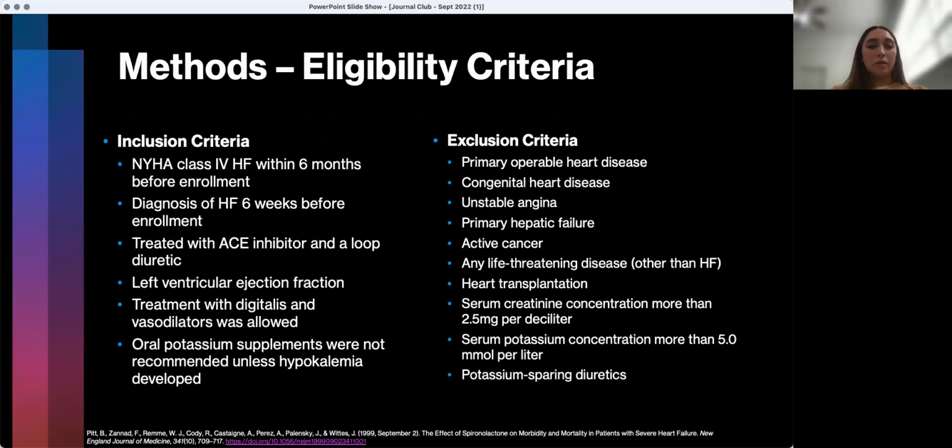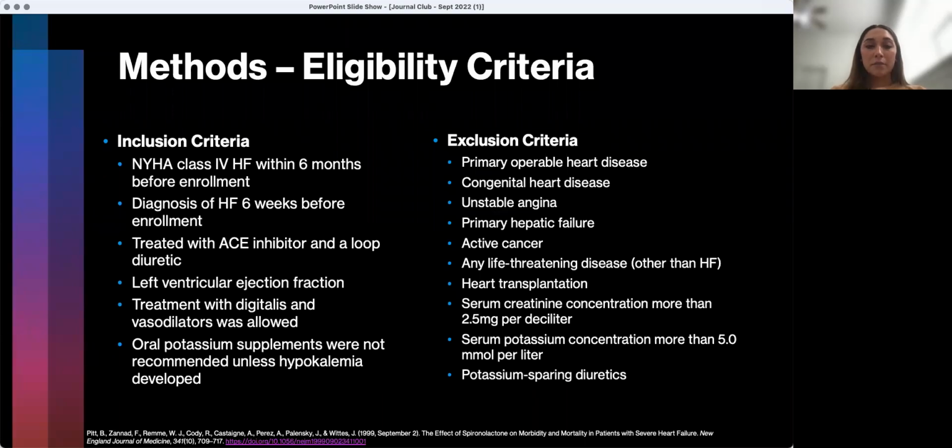Then the treatment with digitalis and vasodilators was allowed. Digitalis is basically used to treat congestive heart failure, and it increases the blood flow. And vasodilators open or dilate your blood vessels. So they did allow that. And then also oral potassium supplements were not recommended unless patients developed, or yes, had hypokalemia. So that was the inclusion criteria.